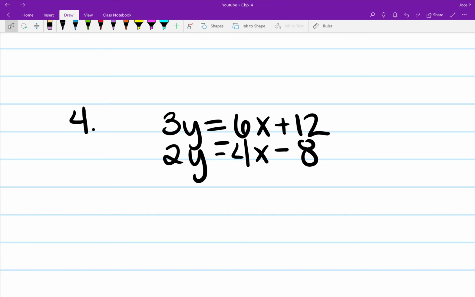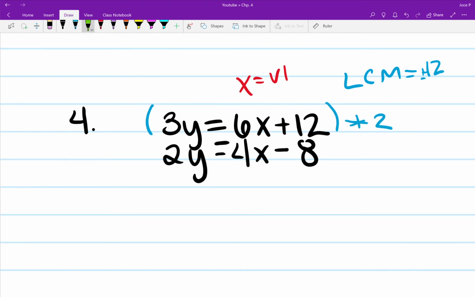So let's pick one of them to multiply. Let's do the x. So x is going to be v1. So that means over here, let me change color real quick. Over here, we're going to have to multiply the whole thing. First, we need to identify the LCM. The LCM is going to be 12 for the coefficients, or negative 12, so plus or minus 12. So let's multiply the whole thing over here, times it by 2. Then for the bottom one, we're going to have to multiply the entire thing, times it by negative 3.